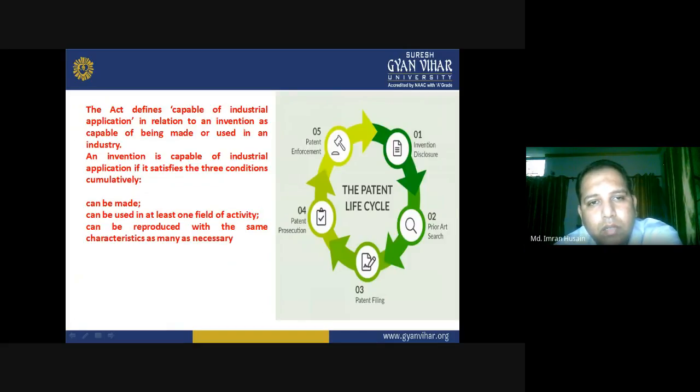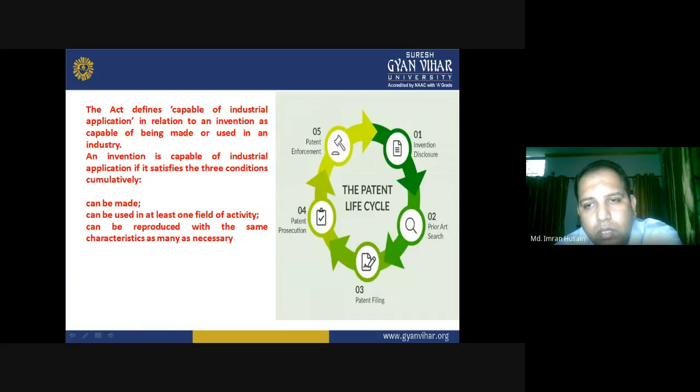So the Act defines capable of industrial application, in relation to an invention, as capable of being made or used in an industry. An invention is capable of industrial application if it satisfies three conditions cumulatively: can be made, can be used in at least one of the fields of activity, and can be reproduced with the same characteristics if necessary.